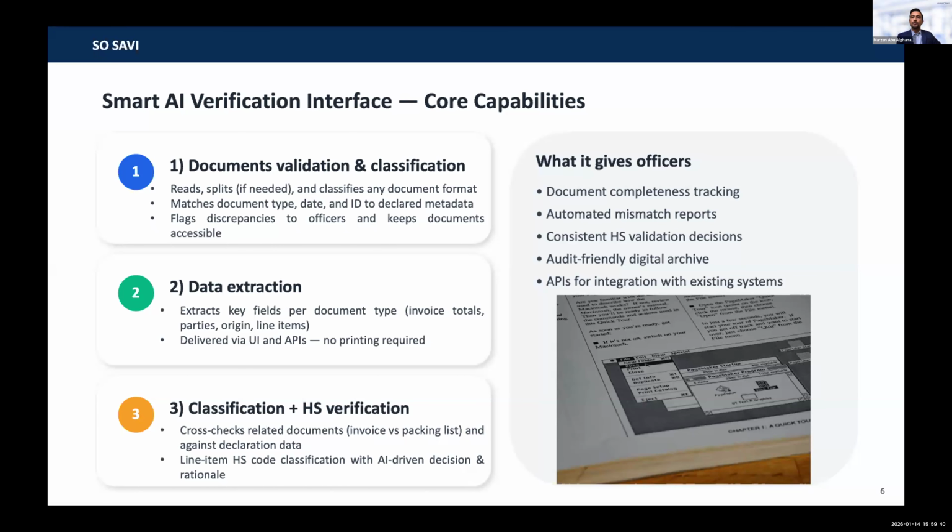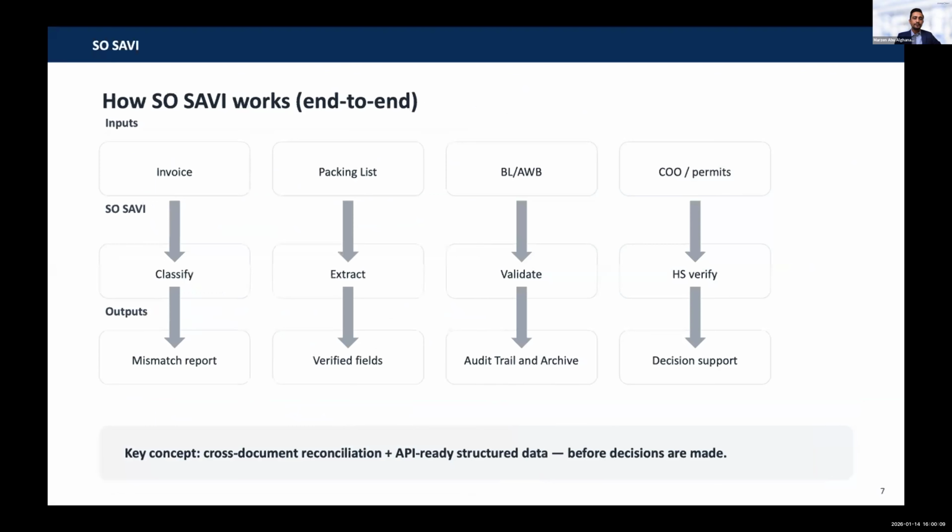Now, our AI agent will detect that. This is for all the commercial documents. It will auto-classify them, validate them and extract the document, and of course, cross-check the documents, the invoice and the packing list, bill of lading, etc., and auto-classify by line item the HS code, and of course, with the rationale and the level of confidence applied. It all can be exposed, of course, as APIs to be integrated with any customs management system.